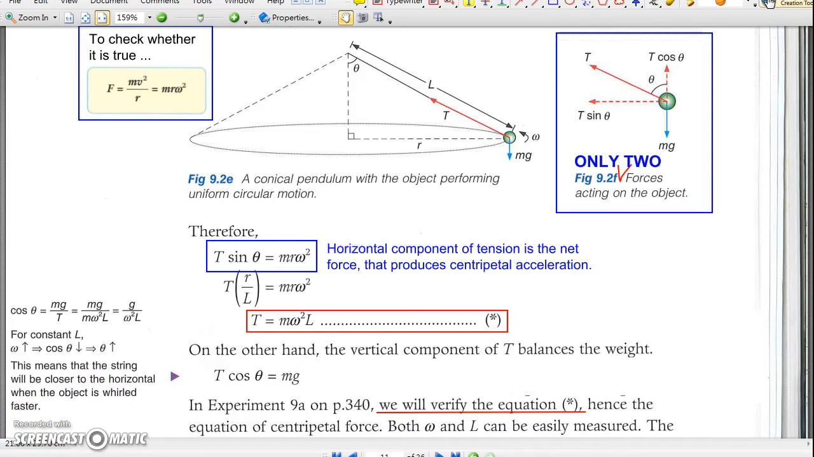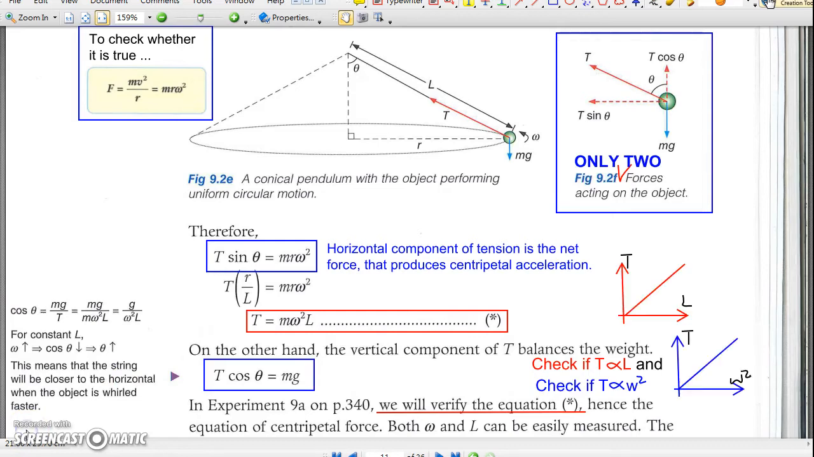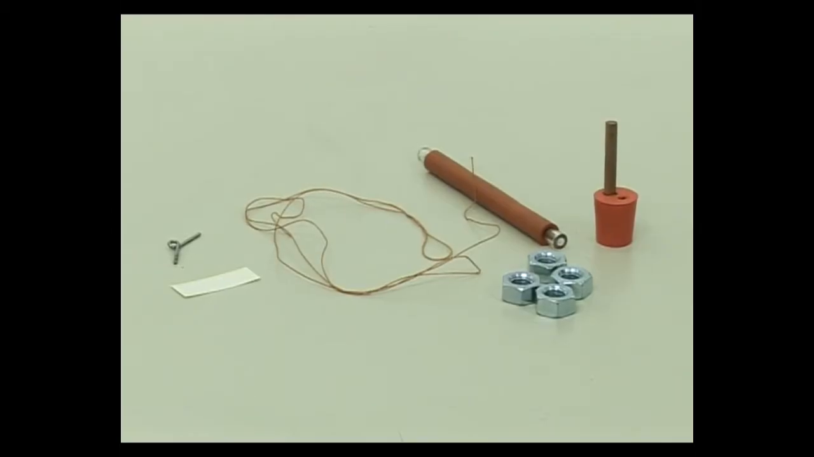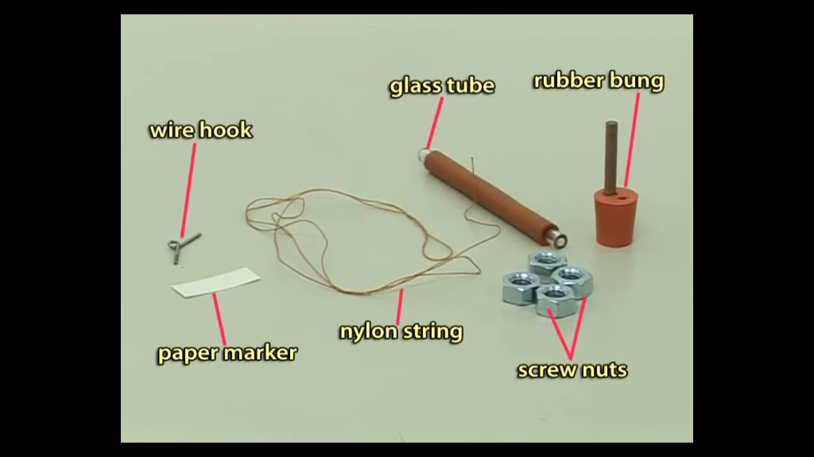And so in the experiment, we will measure T and L to check if they are directly proportional. And we will also measure the angular velocity omega to see if F is directly proportional to omega squared. By the way, how to check if Y is directly proportional to X? We will make a centripetal force apparatus using the materials shown.